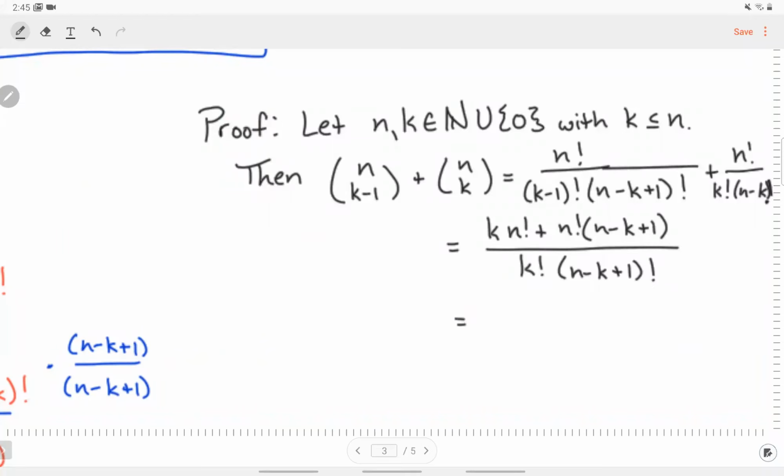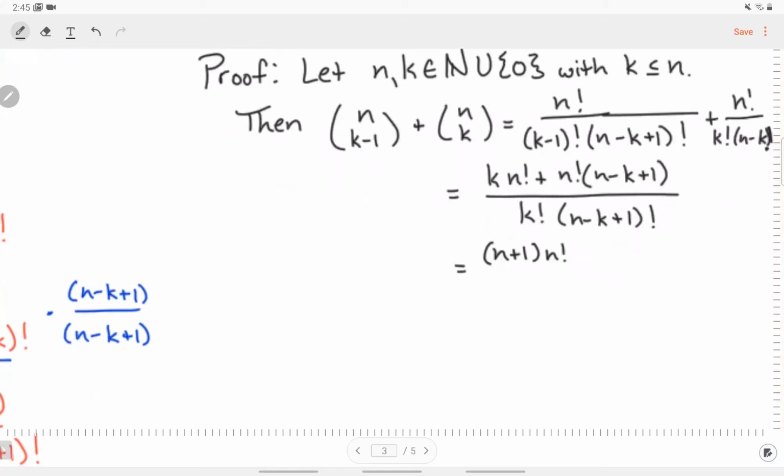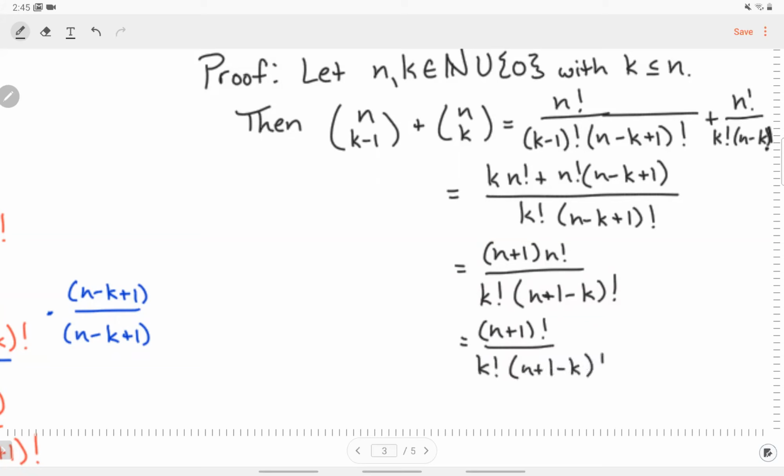Okay, so I jumped a few steps. Now I'm going to jump to the step that this came out to be n plus 1 times n factorial over k factorial. Let me go ahead and reorder that denominator. All right, which is n plus 1 factorial over k factorial times n plus 1 minus k factorial. And that's exactly what we wanted. n plus 1 choose k.